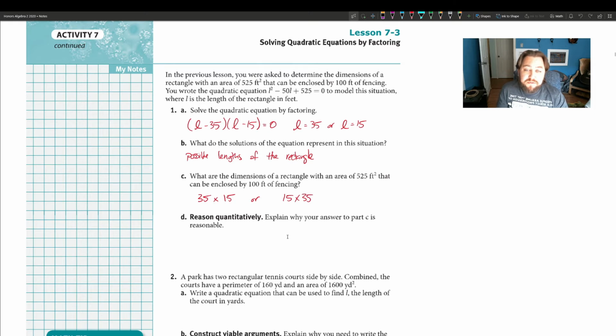Well, 15 plus 35 is going to be 50, and 50 times 2 is 100, so the perimeter works. And 35 times 15 gives us 525. So there you go. Okay, let's see what number 2's got for us.